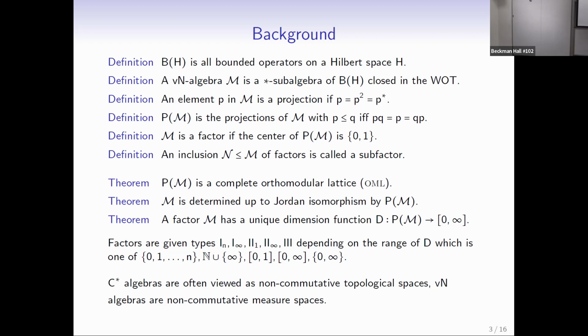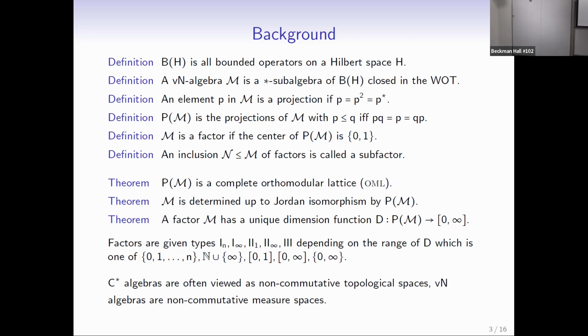A von Neumann algebra is determined up to Jordan isomorphism by its projections. A Jordan isomorphism is an isomorphism that doesn't quite preserve the regular product, A times B, but the symmetrized product, AB plus BA. But this says that the projections largely fill this out, which is very different from a C-star algebra.